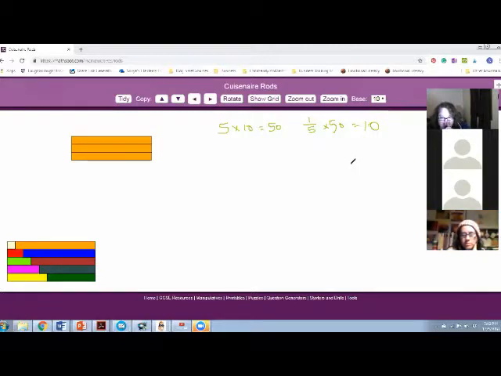Right? 1/3 of 10. So if we have 3 times 10 equals 30, what will 1/3 of 30 be? Well, that's going to be 10. And then we have, let's see, we have 6 of the 10s equals 60. And now we're going to get a little tricky. What is half of 60?